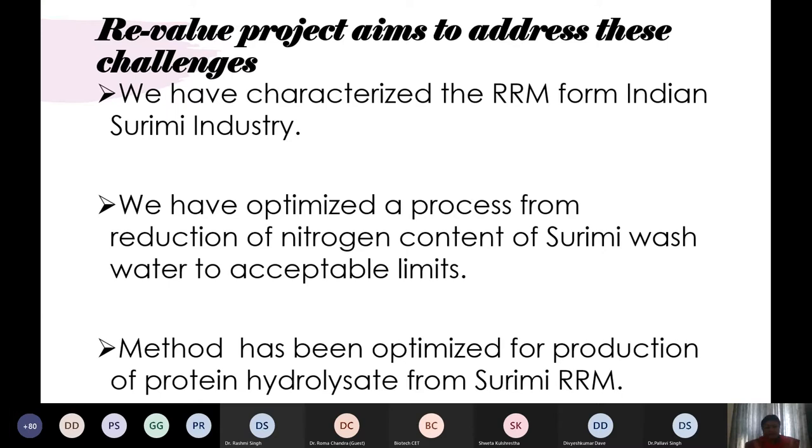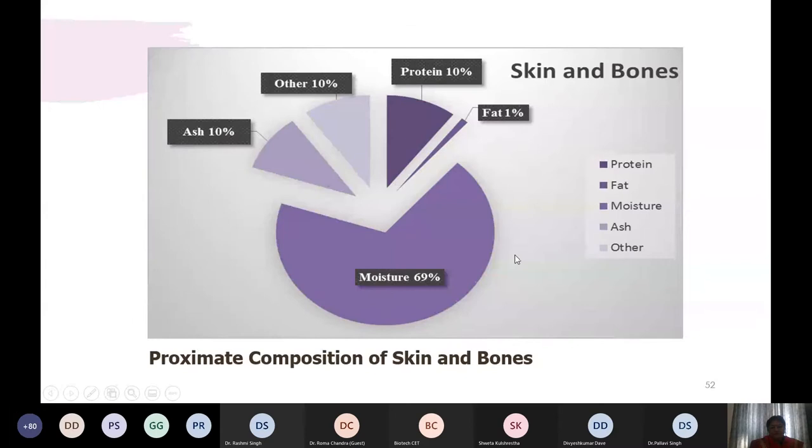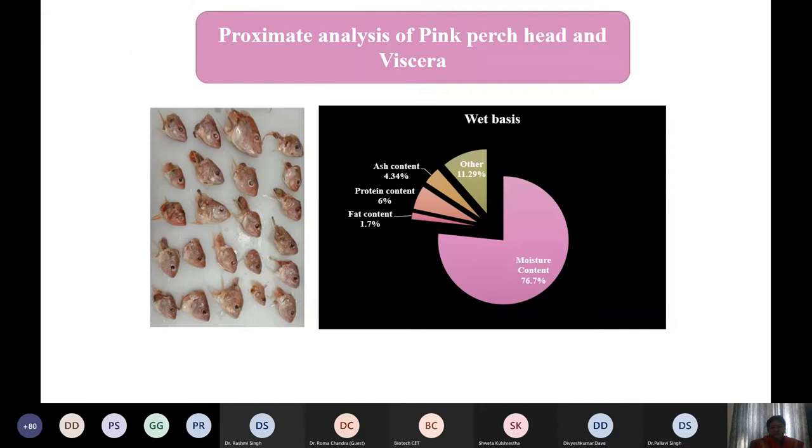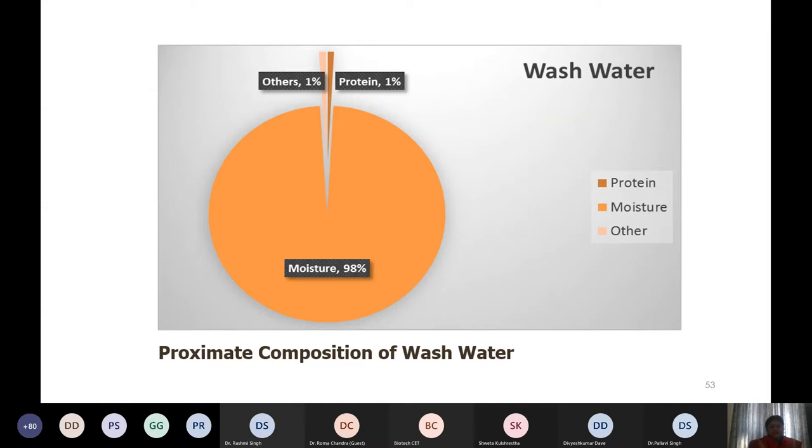This is the proximate analysis of the pink perch head and viscera, which we have done. It contains a lot of moisture, the ash content is around 4.3%, and protein is about 6%. This is on a fresh weight basis. Similarly, this is for the skin and bones. The protein content is 10%, higher than the head and viscera. Then wash water contains 1% protein. Refiner waste contains a lot, 9% protein.